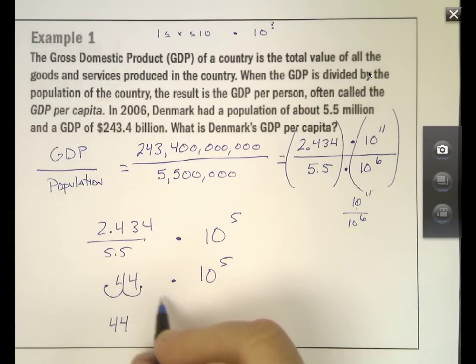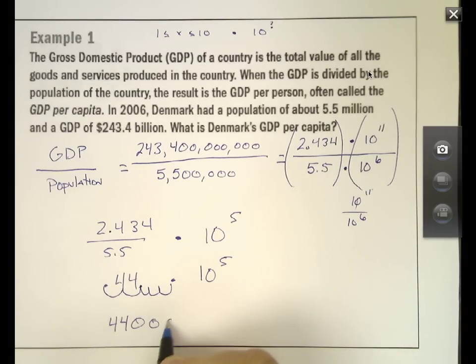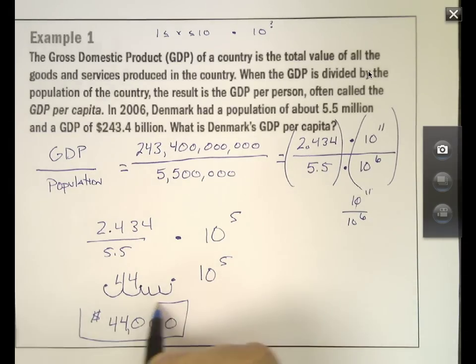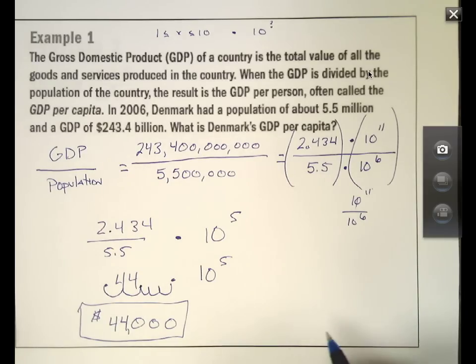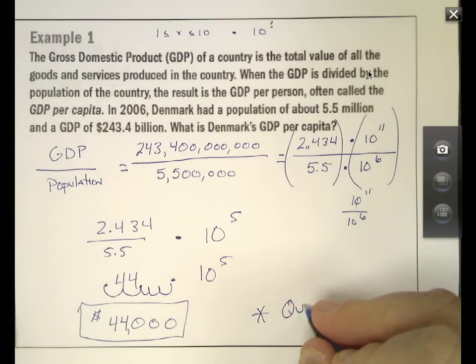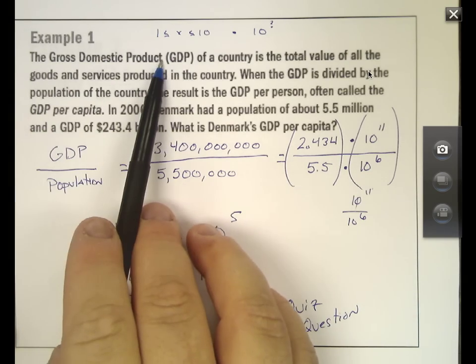Well, 1, 2 units. So how many more zeros do I need? I need 1, 2, 3. So in Denmark, their gross domestic product per capita was $44,000. Okay? Now, you need to remember this problem because this is going to be on a quiz.